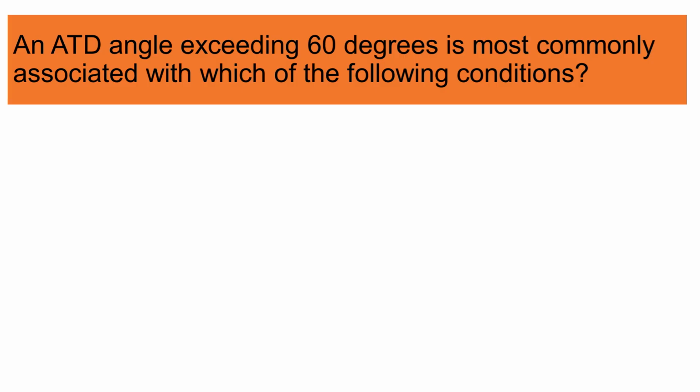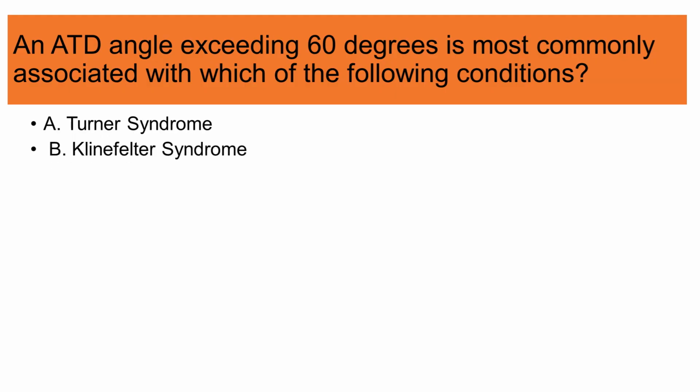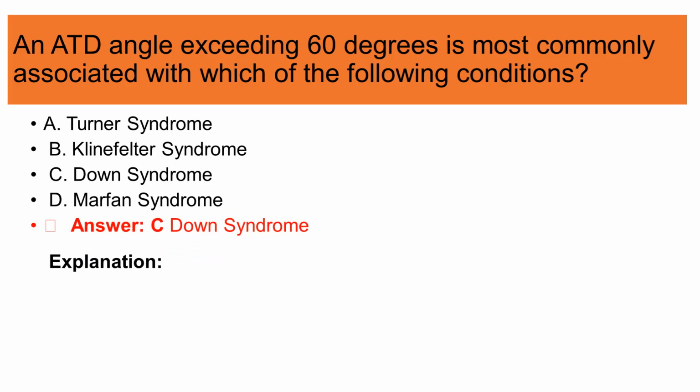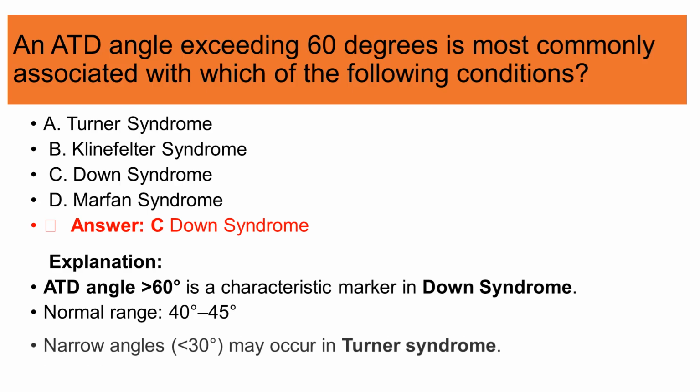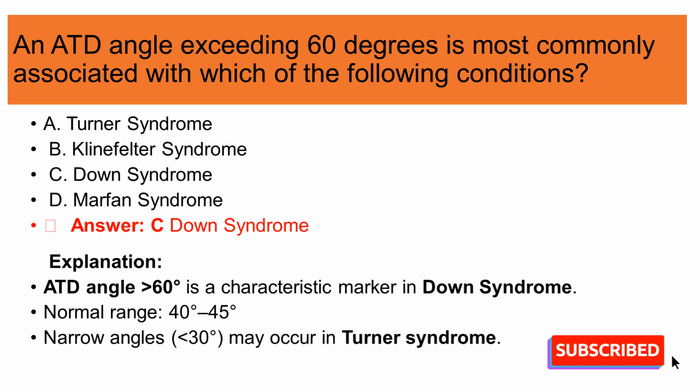2. An ATD angle exceeding 60 degrees is most commonly associated with which of the following conditions? A. Turner syndrome. B. Klinefelter syndrome. C. Down syndrome. D. Marfan syndrome. Answer: C. Explanation: ATD angle greater than 60 degrees is a characteristic marker in Down syndrome. Normal range, 40 to 45 degrees. Narrow angles less than 30 degrees may occur in Turner syndrome.